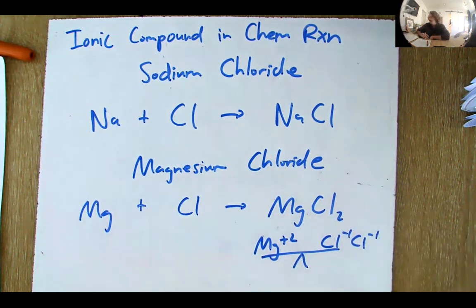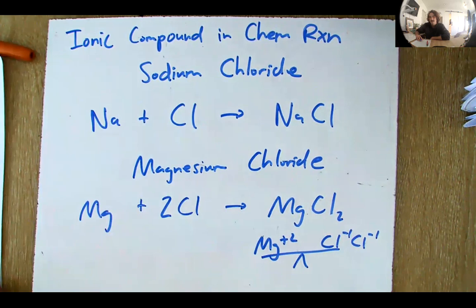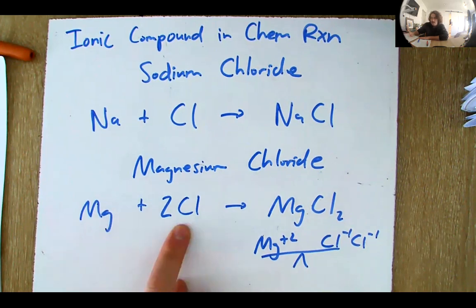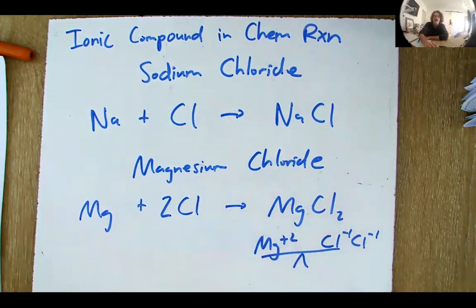There you go. Okay, so since there's a little 2 right here, you have to put a 2 in the front over here so that the chemical equation is balanced. So this lets us know that there is 1 magnesium atom reacting with 2 chlorine atoms, and it produces the correct formula for magnesium chloride. All right, and that is how to write ionic compounds in chemical reactions.